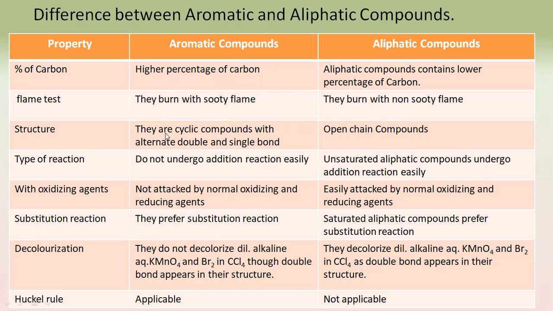Aromatic compounds are in the cyclic form. They show a cyclic structure with alternate double bonds and single bonds. Okay. Aliphatic compounds are open chain compounds like alkanes, alkenes, and alkynes. They are in the form of aliphatic compounds, open chain form.